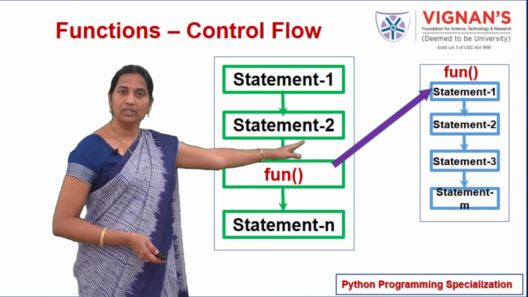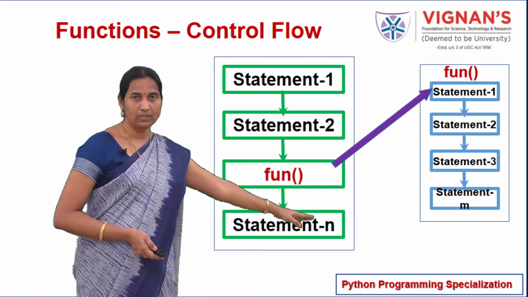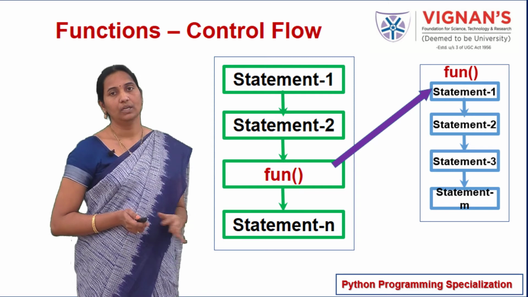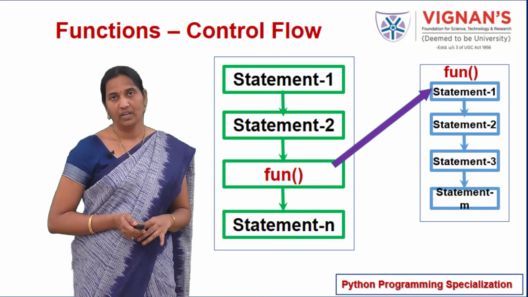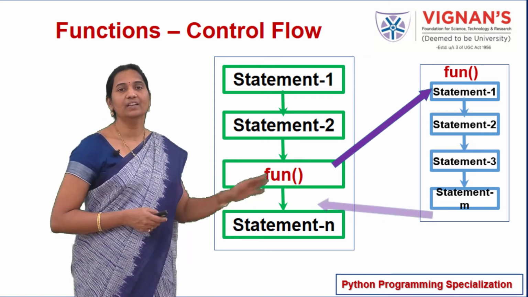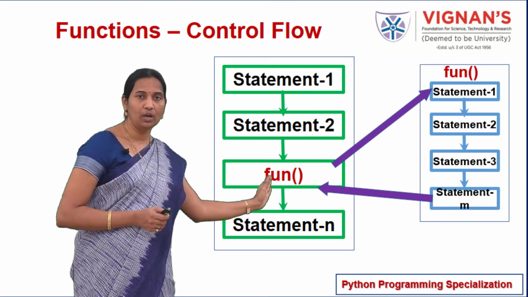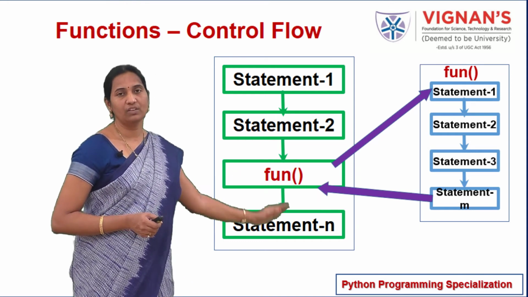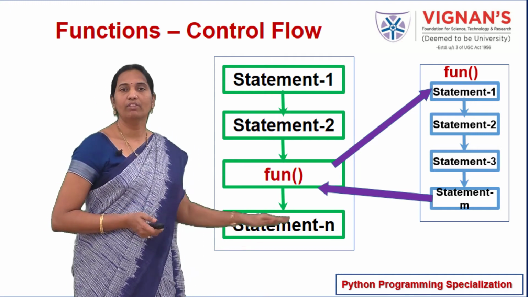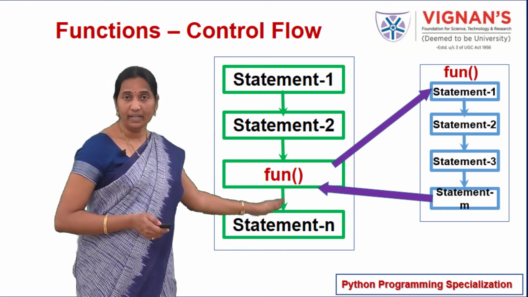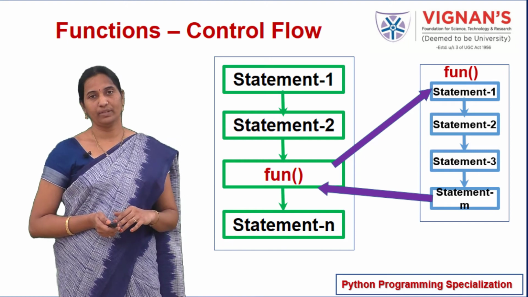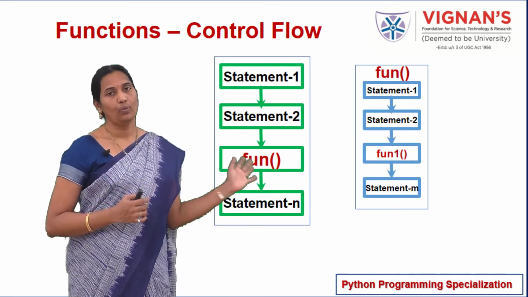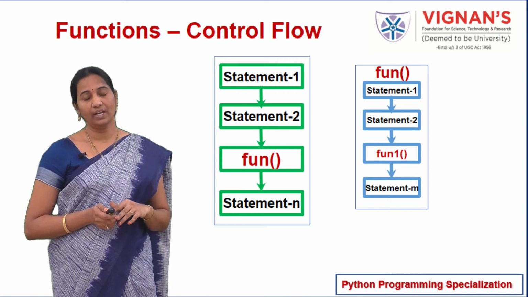The first statement of fun will be executed, then the second statement, and so on till the last statement m. All the statements that are part of the function fun will be executed, and once that is done, the flow will be transferred back to the original program which called the function fun, and the subsequent instructions in the original program will be continued till the end of the program execution. That is how the flow of execution changes when there is a function call in any program.